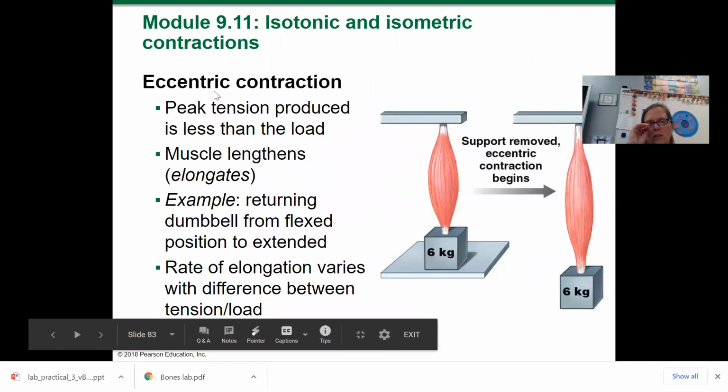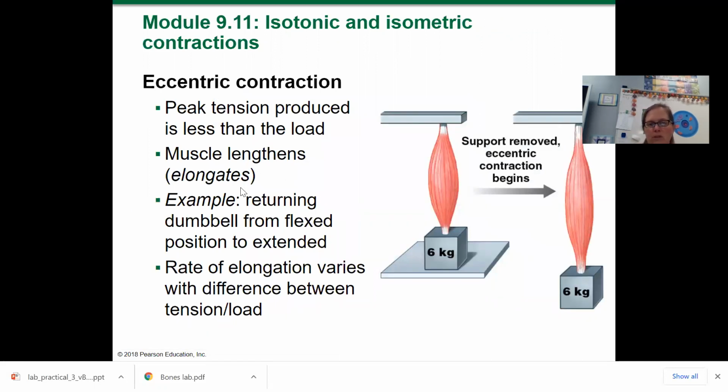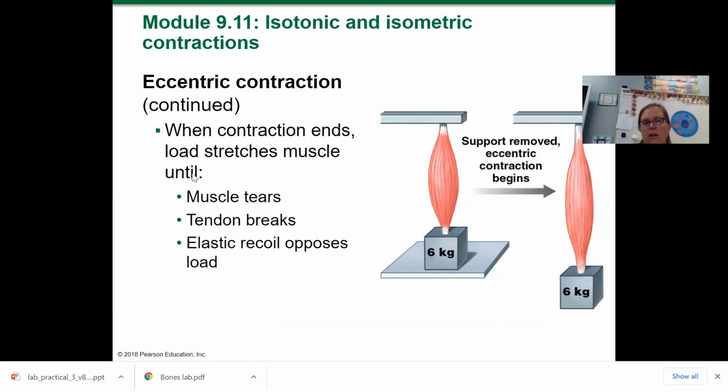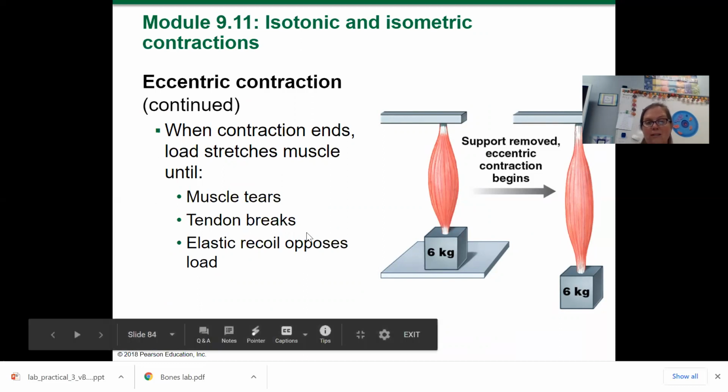The other type is the eccentric contraction, and this is when your muscle is actually lengthening or elongating. So if we were putting the cadaver down, or we were returning our dumbbell, we've contracted our biceps, and now we're returning them down, you're going to lengthen the muscle. When the contraction ends, the load stretches the muscle until the muscle tears, the tension breaks, or elastic recoil opposes the load. So this is not something that can be sustained.